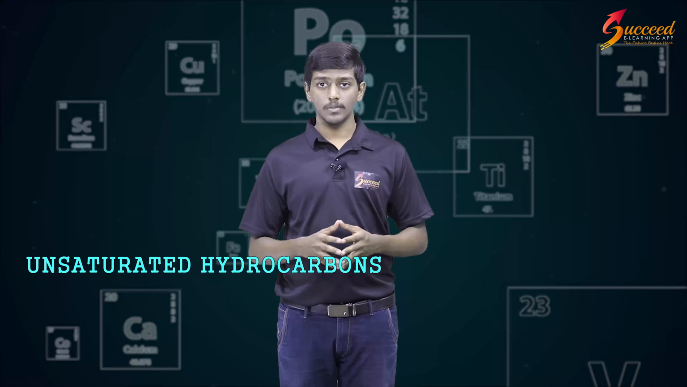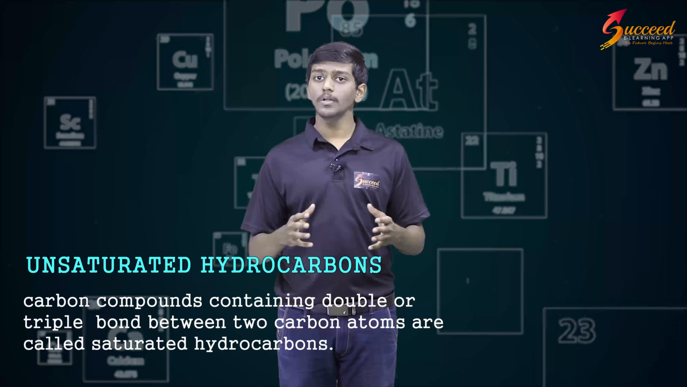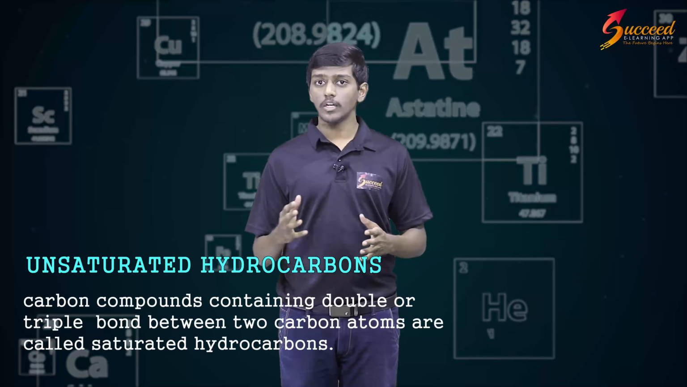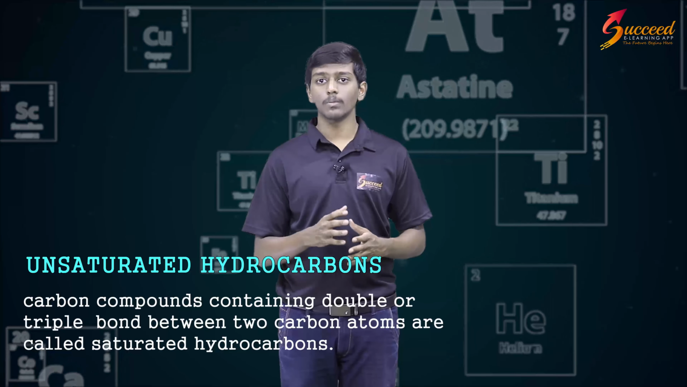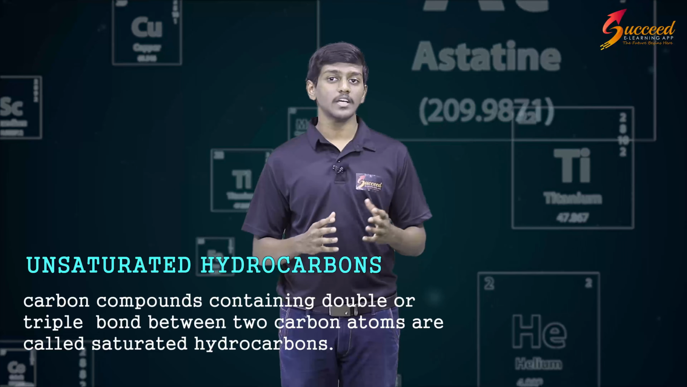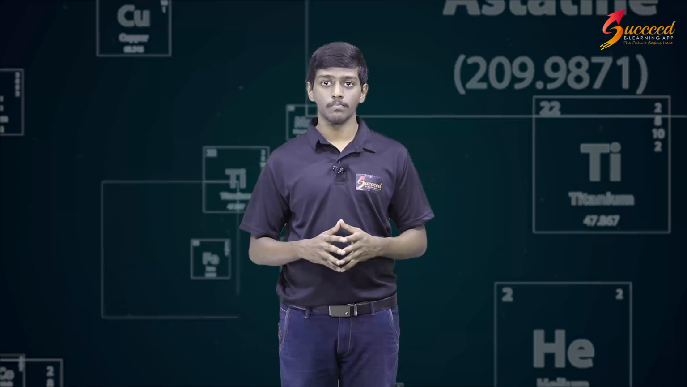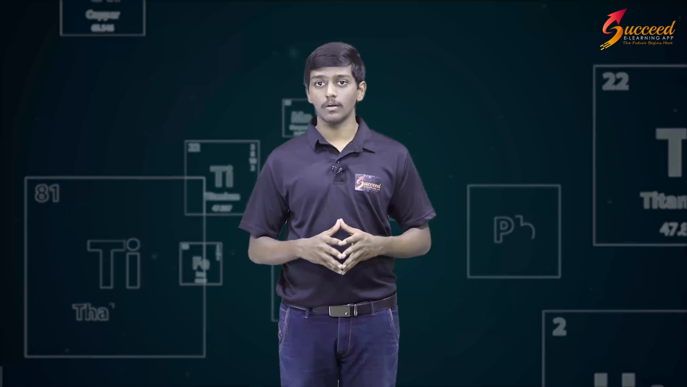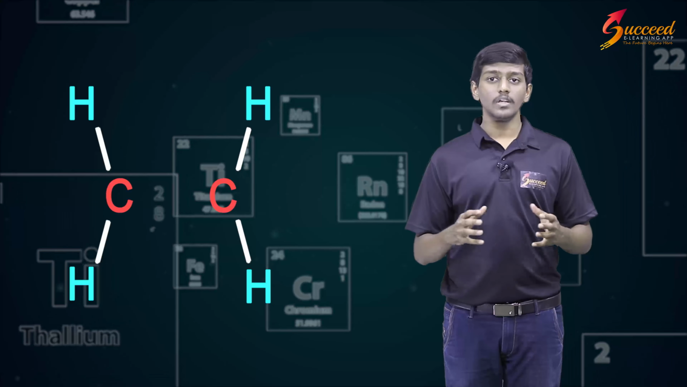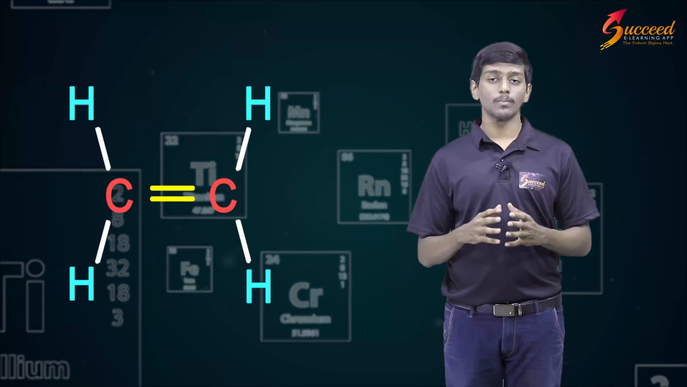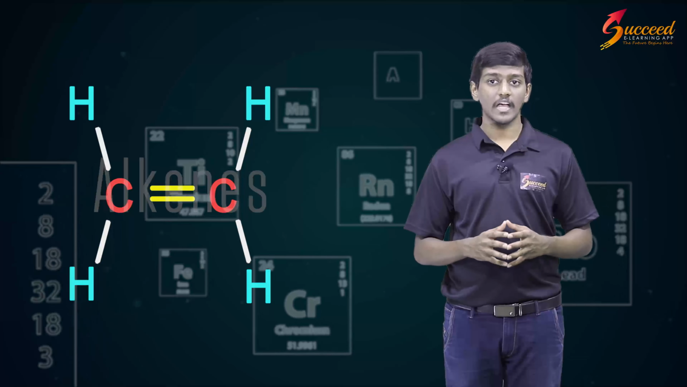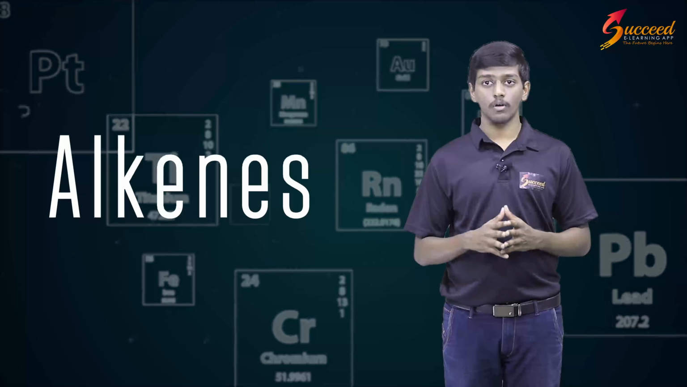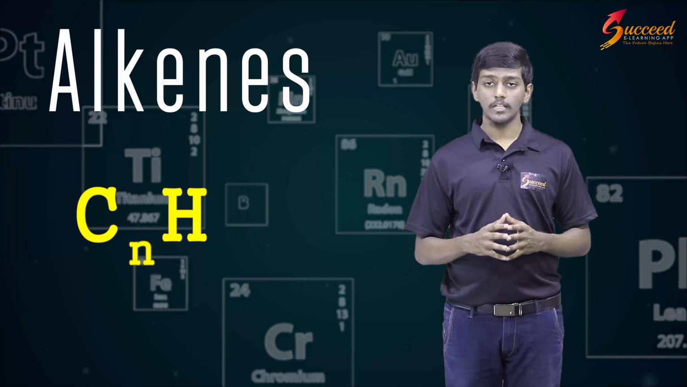Unsaturated hydrocarbons. The carbon atoms or compounds containing a double or a triple bond between carbon-carbon atom are called unsaturated hydrocarbons. They are more reactive when compared to saturated hydrocarbons. When there is a double bond between a carbon-carbon atom, they are called alkenes, and they satisfy the general formula CnH2n.